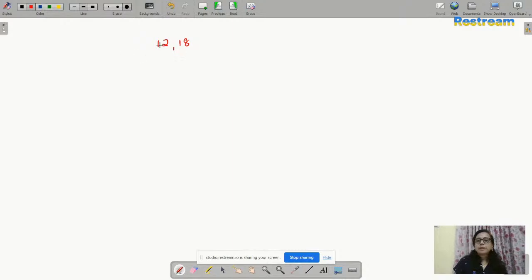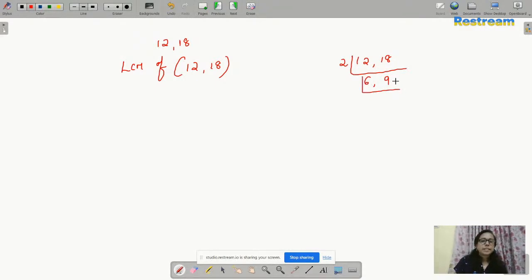So LCM of 12 and 18. Write 12 and 18. Then 2: 2 goes into 12 six times, 2 goes into 18 nine times, right? So 6 and 9. The common factor is 3. 3 goes into 6 two times and 3 goes into 9 three times. So what is the HCF here? HCF is 6.